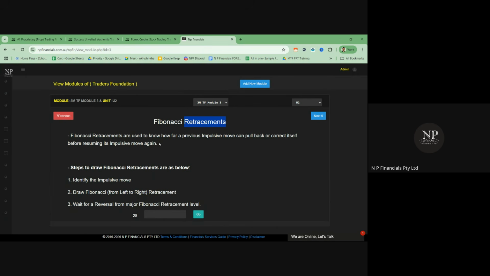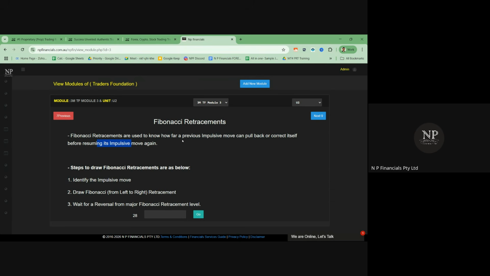Fibonacci retracements are used to know how far a previous impulsive move can pull back or correct itself before resuming its impulsive move again. As you know from our previous modules, in an uptrend, price goes impulsive up, corrective down, impulsive up, corrective down, impulsive up, corrective down. So we want to know how far the impulsive move can pull back as a correction before it will again start the impulsive move.